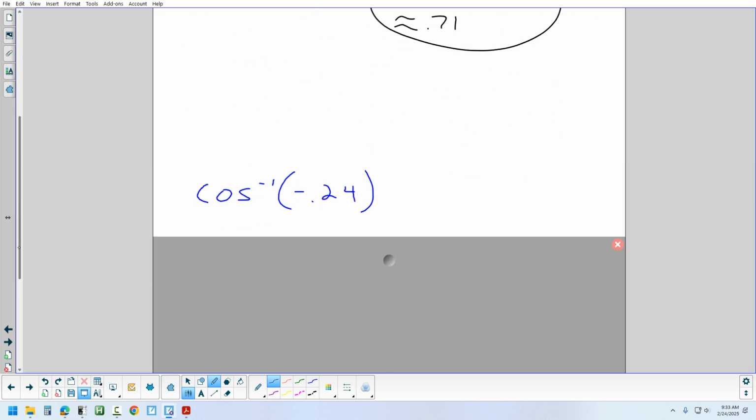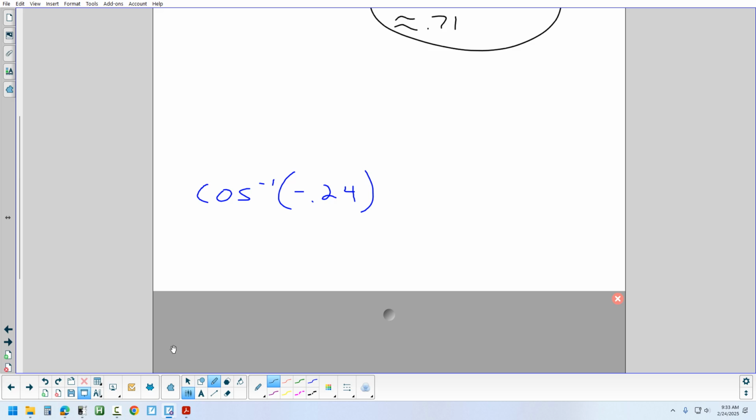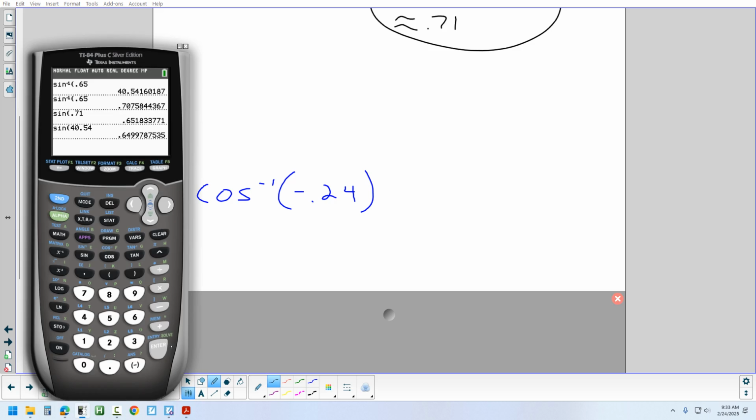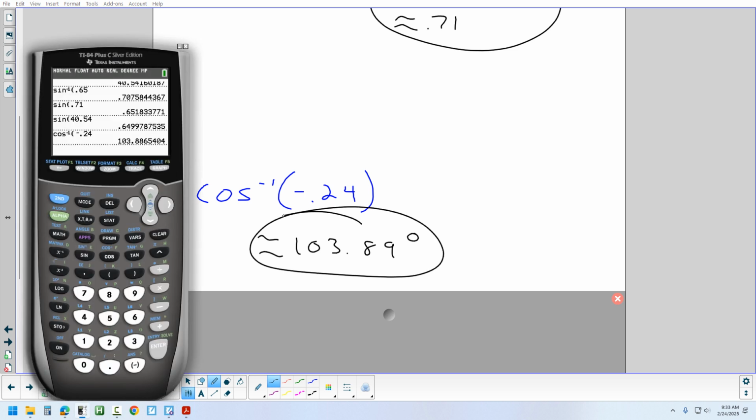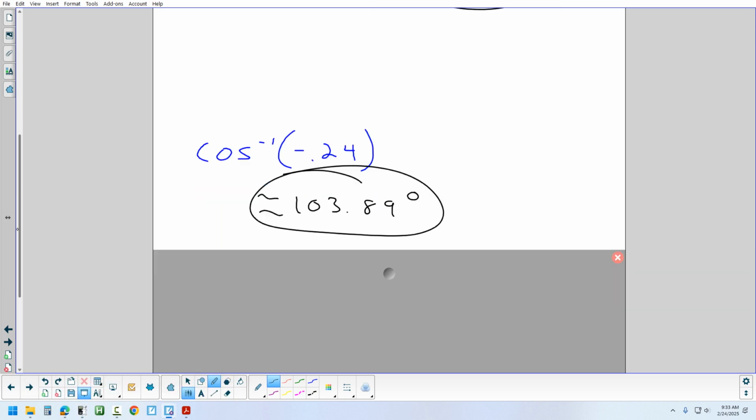All right, let's try this one. Negative 0.24. Is that a number that we're going to see in the cosine column on the table? Nope. So we type it in. Second inverse cosine. And we get 103.89. And I know I did it in degrees because if I look at my calculator, it says degrees on it. That's why I put the degrees in. Nice.